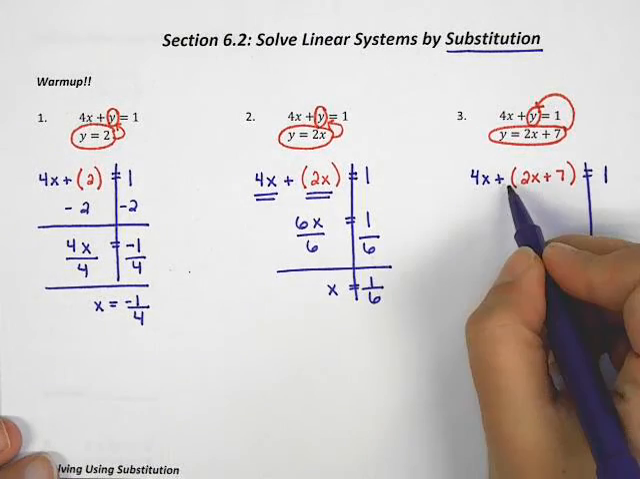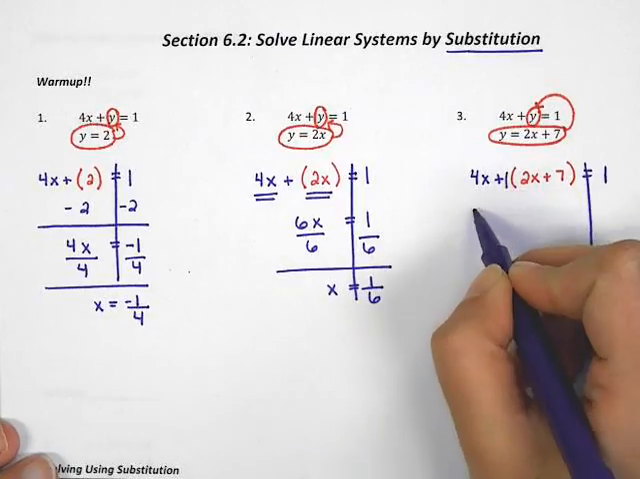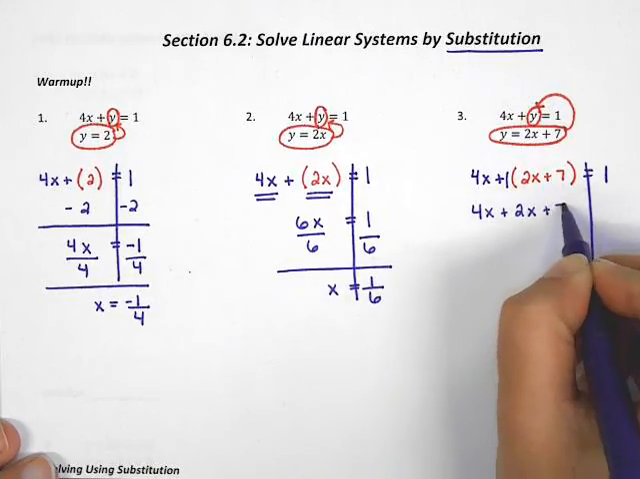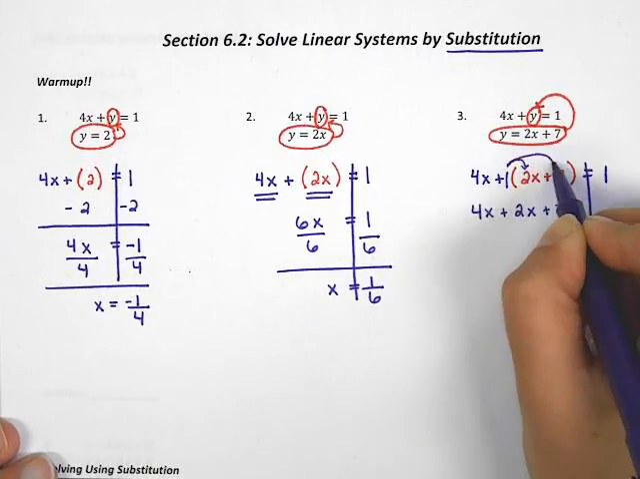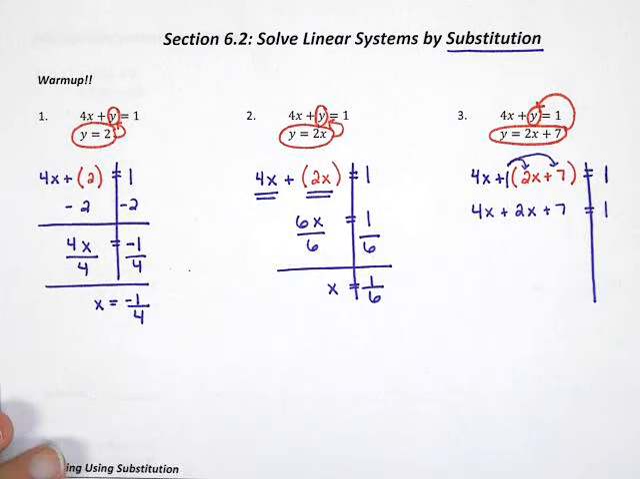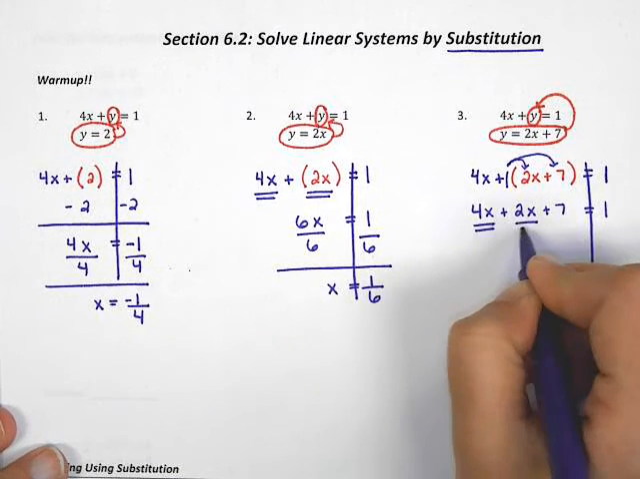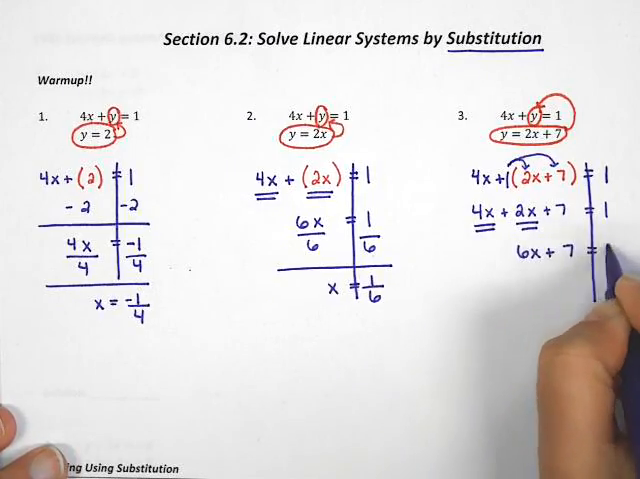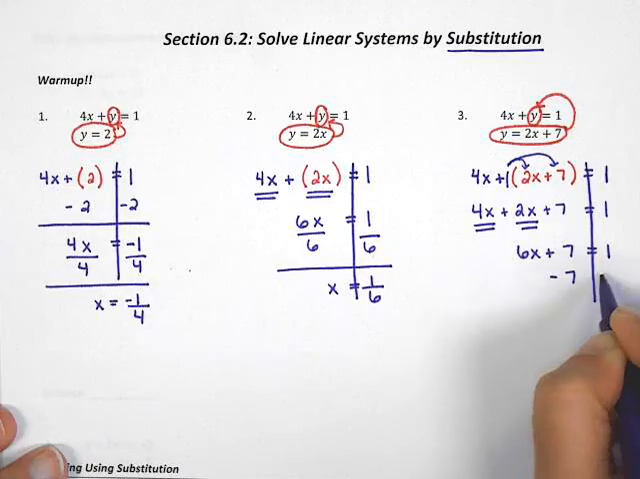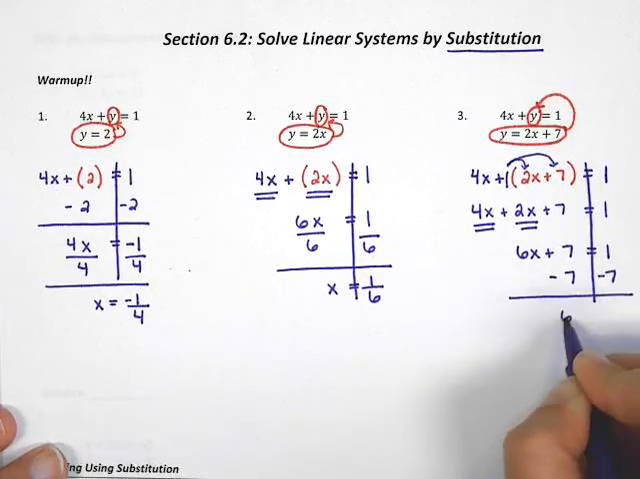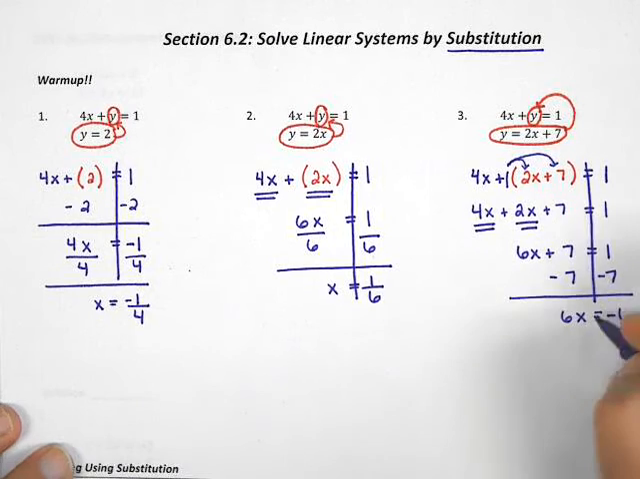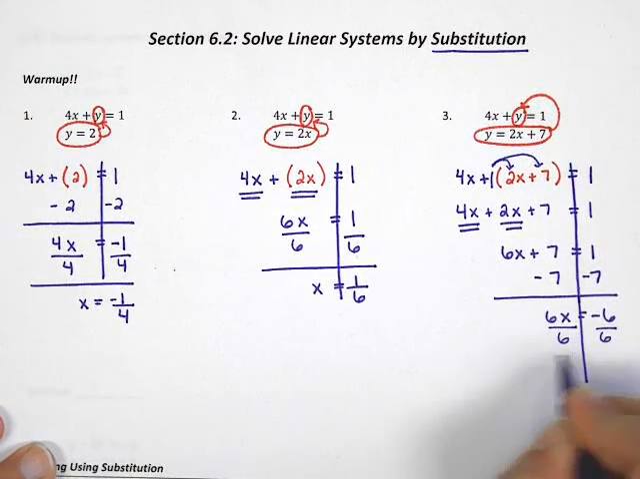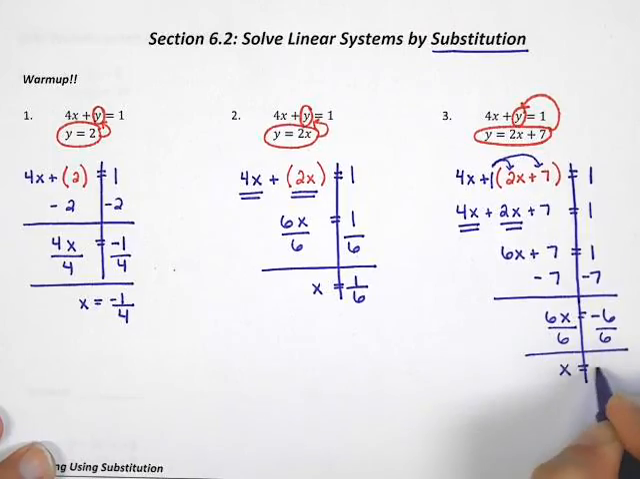So, because there's nothing to distribute here, there's just an invisible 1, we would get 4x plus 2x plus 7 if we distribute that 1, and we get 1 on the other side. Now 4x and 2x are like terms, so 6x plus 7 equals 1. Then we would subtract the 7 on both sides, so 6x equals negative 6. And finally, we would divide by 6 on both sides, and we would get x equals negative 1.